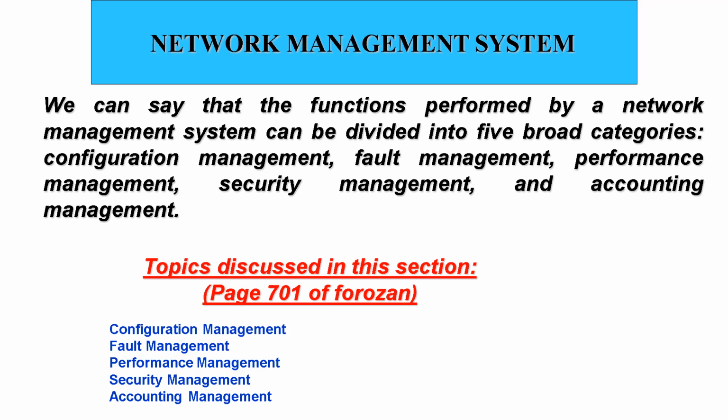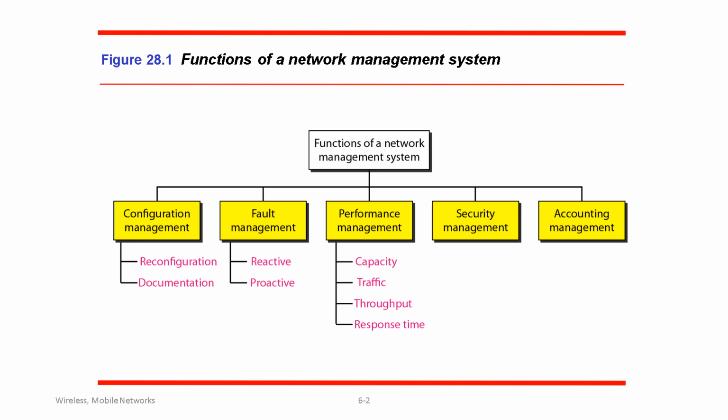We can say that the functions performed by a network management system can be divided into 5 broad categories. One is configuration management, second fault management, third performance management, fourth security management, and fifth accounting management. Let us study each of these subcategories in detail. So the entire network management system is categorized into 5 major subclassifications, and let us think about each of these separately.